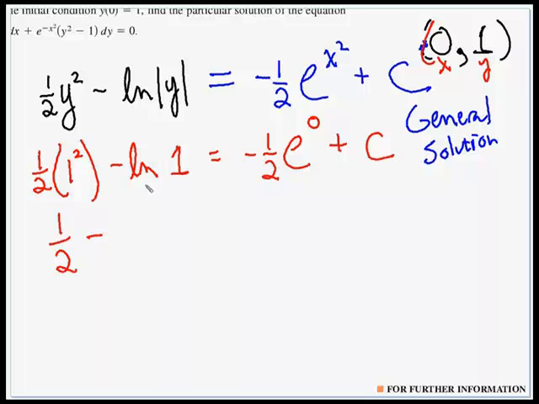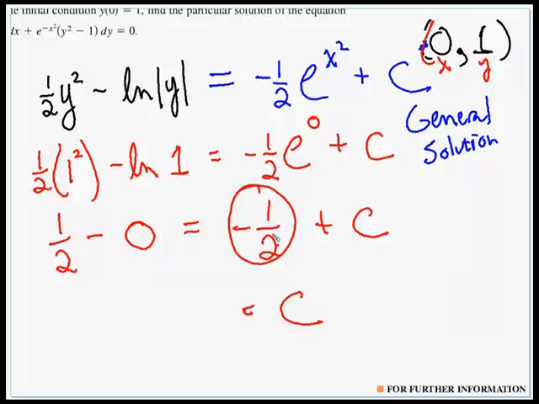minus natural log of 1 is 0, equals negative a half times e to the 0. Anything to the 0 power is 1. Negative 1/2 times 1 is negative a half plus c. So to solve for c, we add a half to each side. A half plus a half is 1. All that work to find out c is equal to 1.